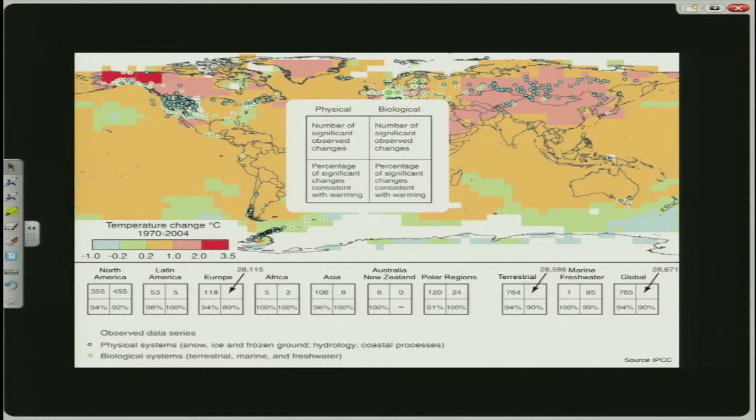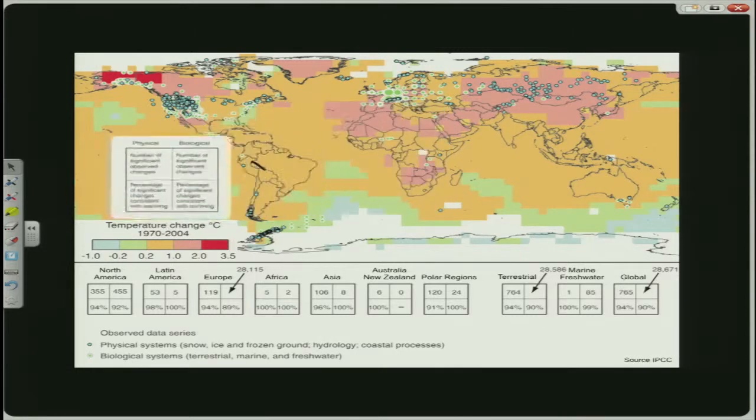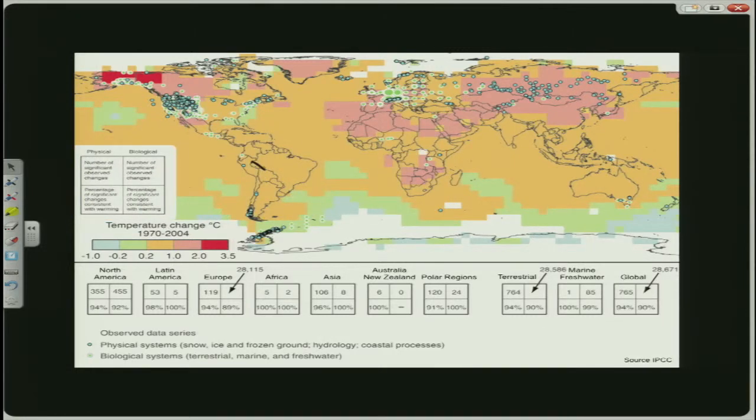Just looking at these boxes at the bottom, to help you understand, on the left are physical responses. On the top box, it's number of significant observed changes. In the bottom, it's percentage of significant changes consistent with warming. And then the biological side on the right, it's the same two categories. What you can see is that given the temperature changes, which are represented here in the colors, between 1970 and 2004, in North America, there have been 355 significant observed changes in physical systems, and 94% of those are consistent with warming.